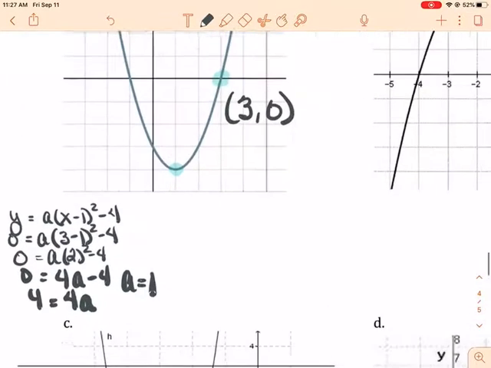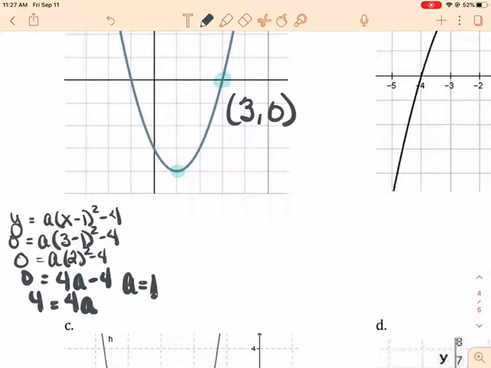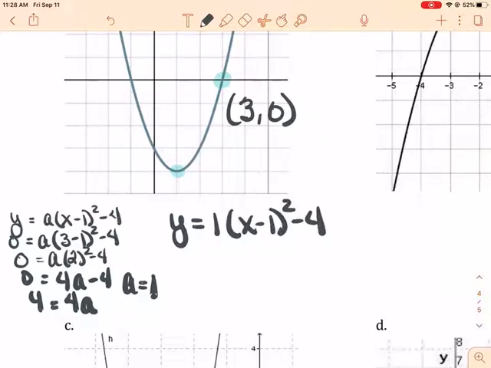Okay? All right, so our equation is y equals 1. You don't have to write the 1. x minus 1 quantity squared minus 4. Okay, now that makes sense. It's positive, which means we're opening up. Yes, that's the way we're going. And we can see that from our vertex, we go over 1, up 1, we get to another point on the graph.